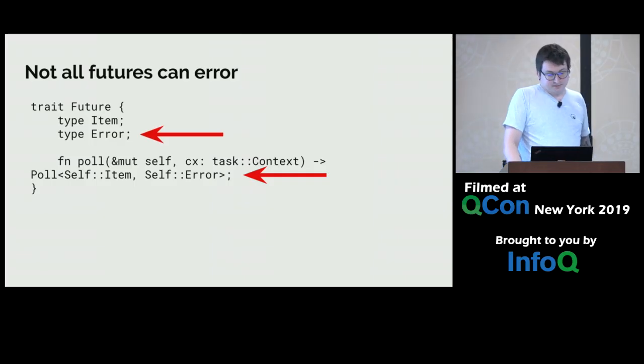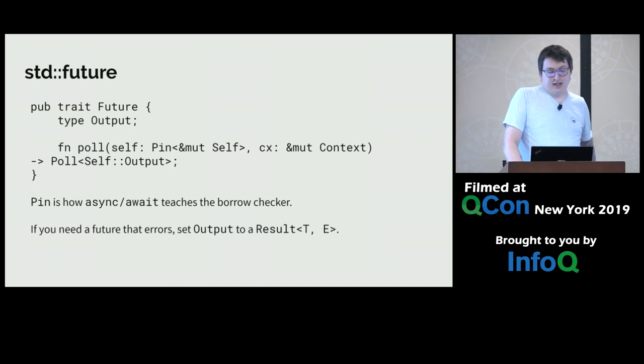And so the final design that we landed on for futures, and the one that's in the standard library soon, is called standard future. And it now has a single output type. And the signatures changed in a bunch of other interesting ways. There's this pin thing I'll get to later. And we still have our context, but now we just return the output type. And so pin is part of how Async-Await teaches the borrow checker how the code works.